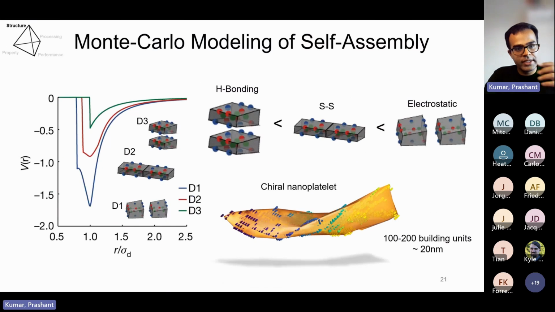And the way they did this was they did the Monte Carlo modeling of these building blocks, which they have coarse-grained, and they have shown here.